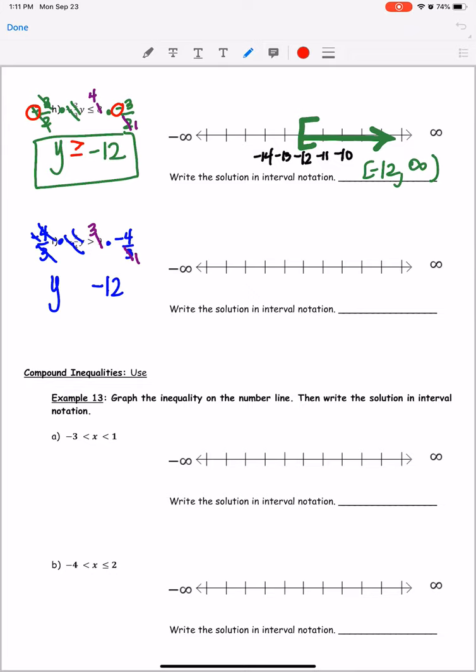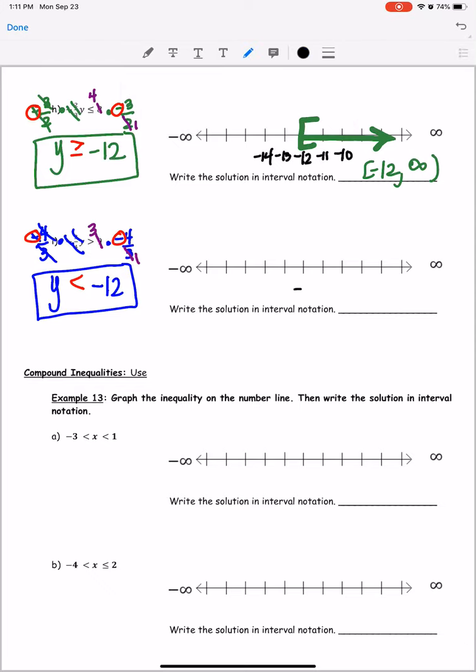And then do you need to flip your symbol? Well, because we multiplied by a negative, yes, the symbol here needs to flip as well. So my answer is this.